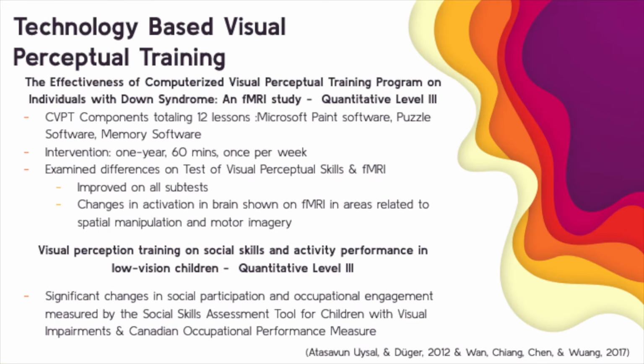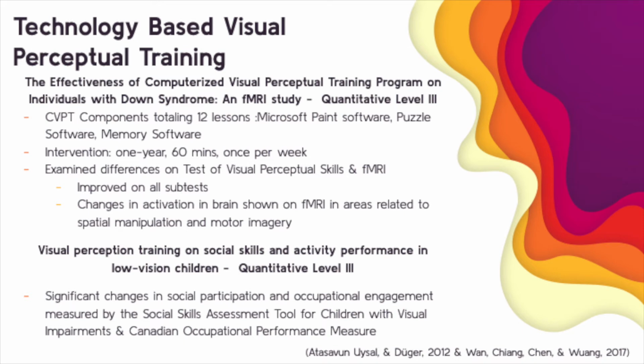Computerized VPT targets the component visual skills through software. In a study specific to children and young adults with Down syndrome, intervention length of 1 year was based on the premise of mass practice and repetition. For this intervention, it included Microsoft Paint software, puzzle software, and memory software. Following the intervention, participants improved on all the subtests of the test of visual perceptual skills. Michaela Cardone will be presenting on this assessment this week.